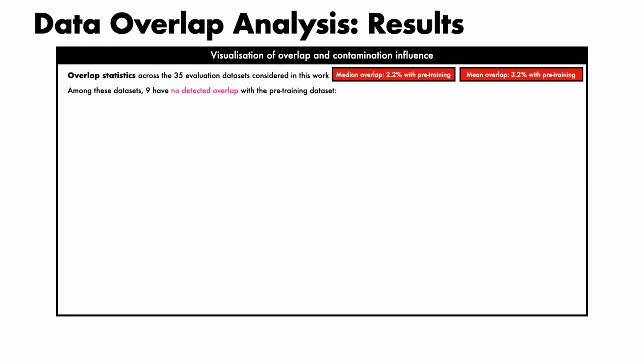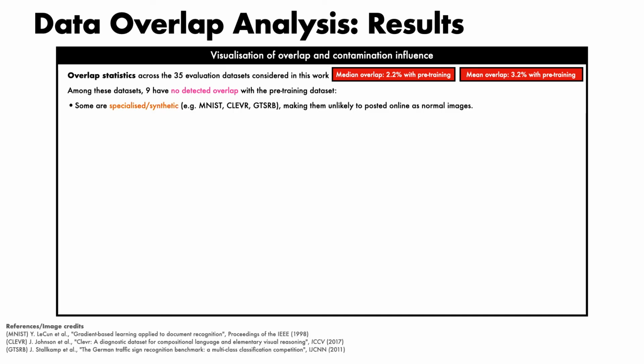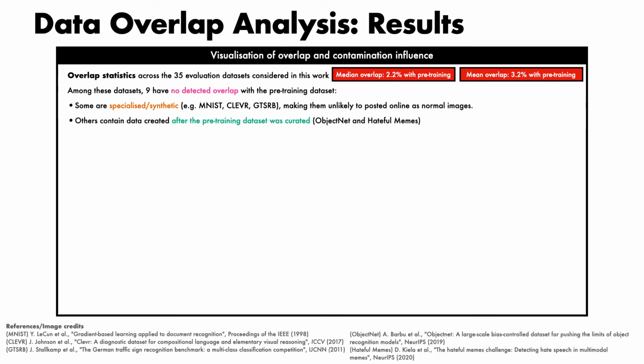Among these 35 evaluation datasets, a total of 9 were found to have no detected overlap at all with the pre-training dataset. Of these 9, some contain specialized or synthetic data such as MNIST, CLEVR, and GTSRB, rendering them unlikely to be posted online as typical images, while others simply contain data that was created after the pre-training dataset. Examples include ImageNet and Hateful Memes.